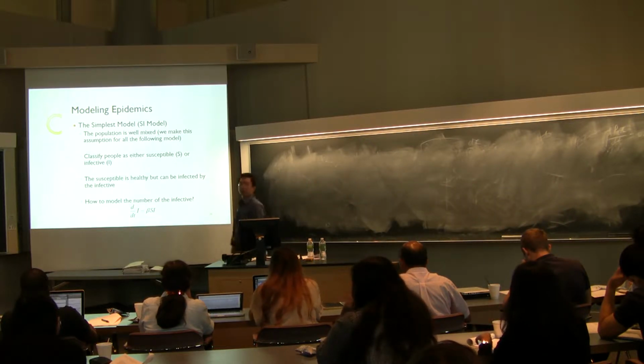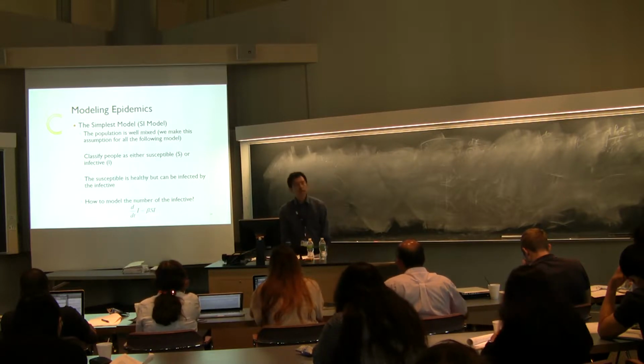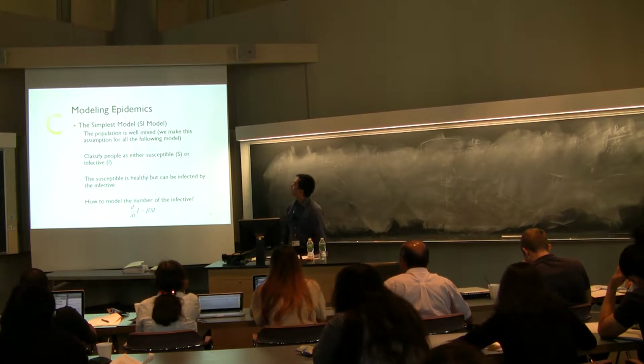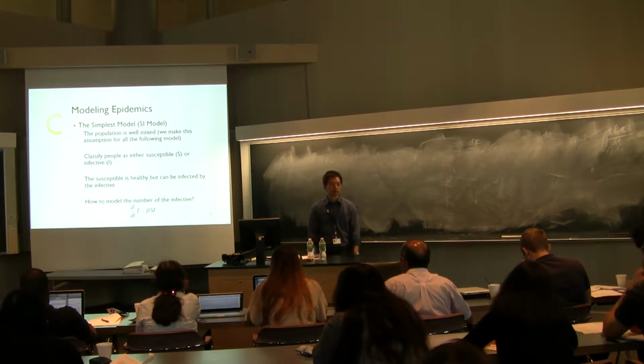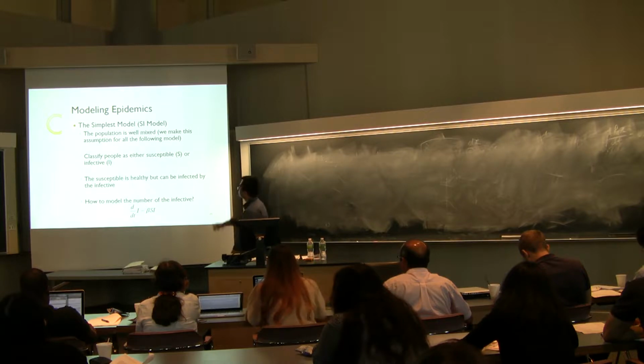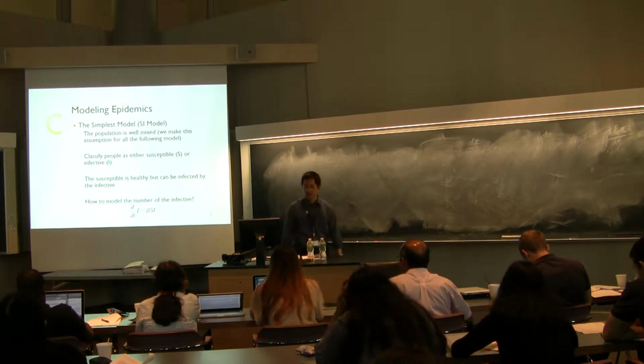So again, we start with the simplest model. It's called the SI model. We classify the population into two categories: one is called susceptible, and the other is called infective. The susceptible is healthy, but can be infected by the I.